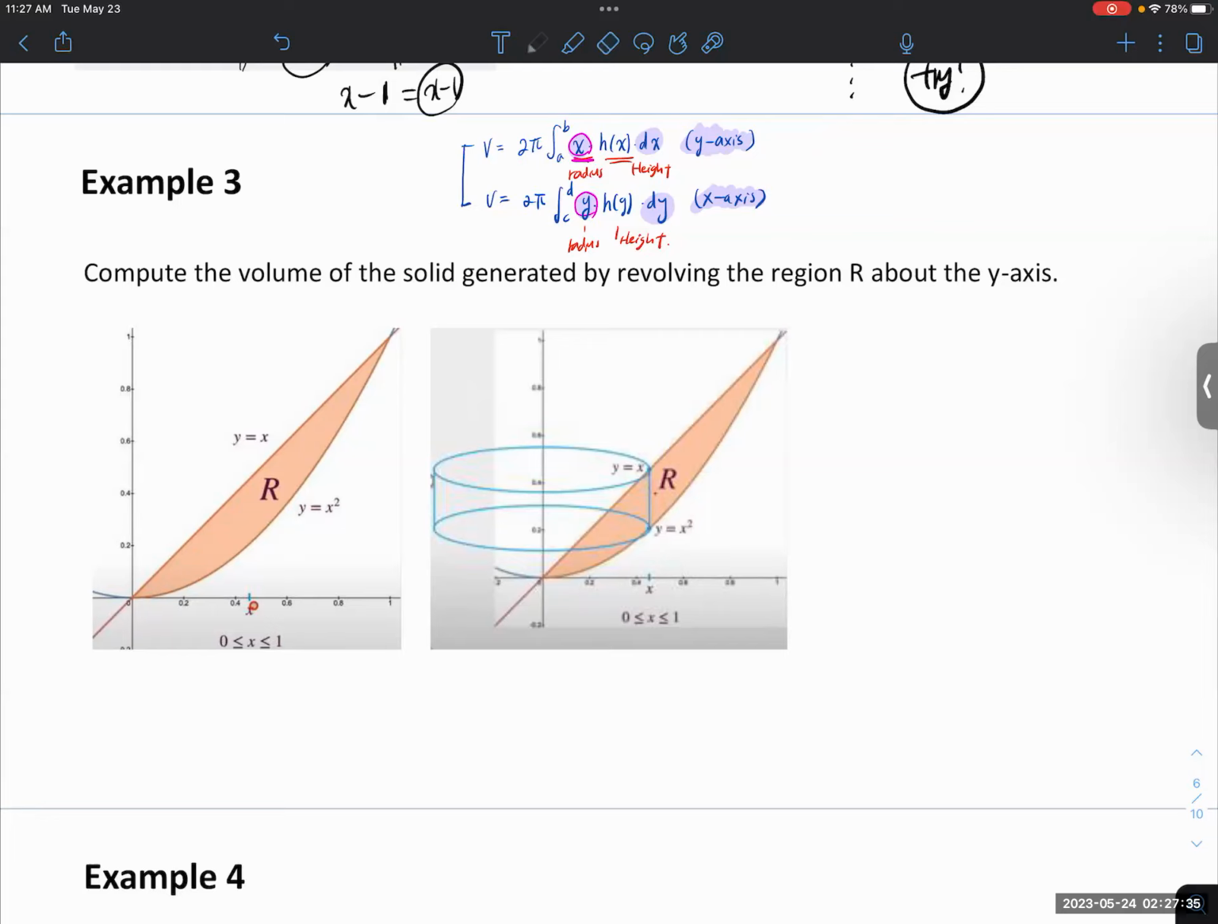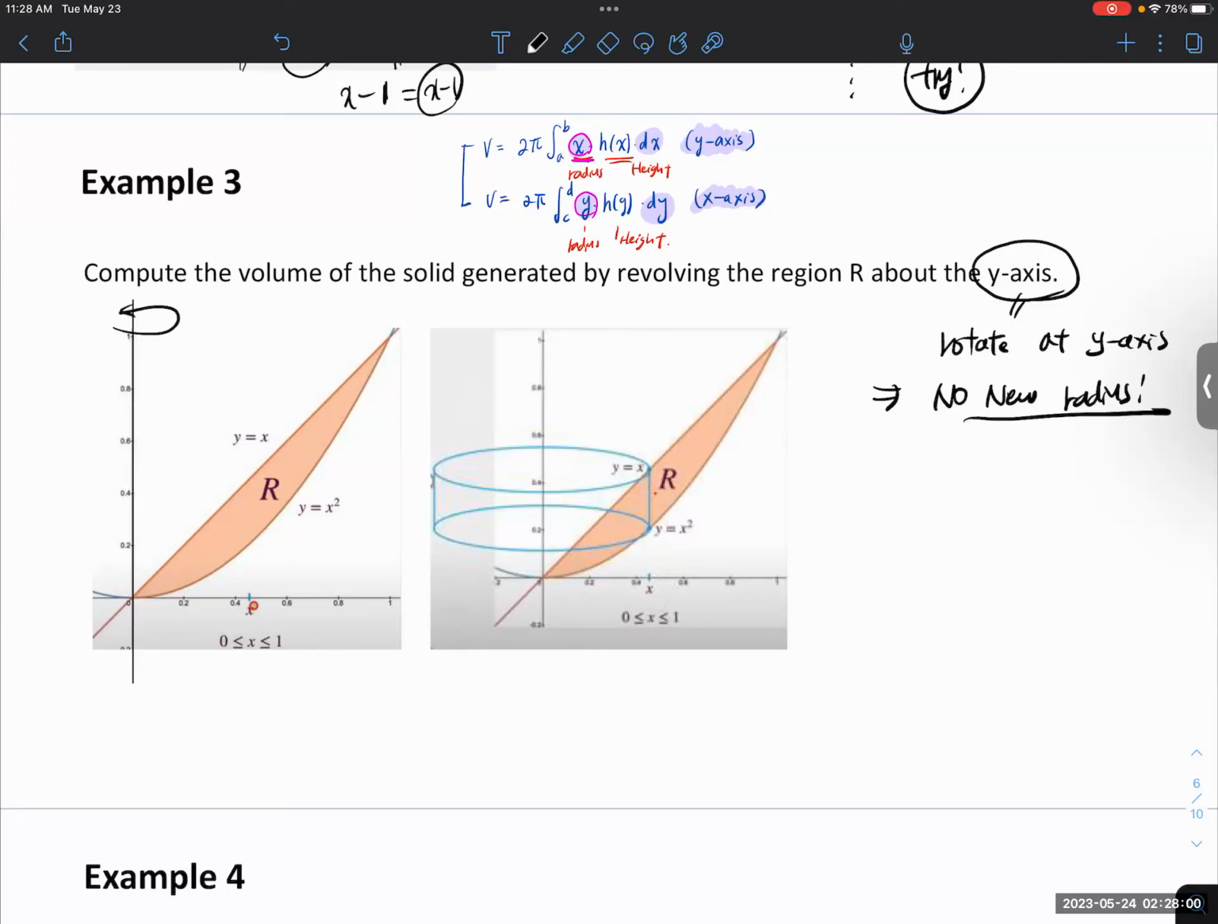So, hey, what happened? They are not changing. So they're exactly rotated at the y-axis. What does it mean? No new radius. Are you following? No new radius because they're exactly rotated at y. But we need to check. Maybe the height could be changing.